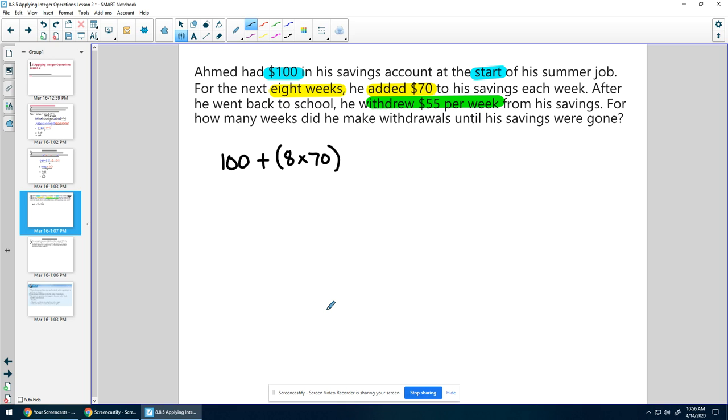Then it says after he went back to school, he withdrew $55 per week from his savings. So we don't know how many weeks he withdrew, but that's what we're solving for ultimately. So if we divide all of this by 55, we'll know how many weeks it was. So we're going to divide everything on the top by 55.